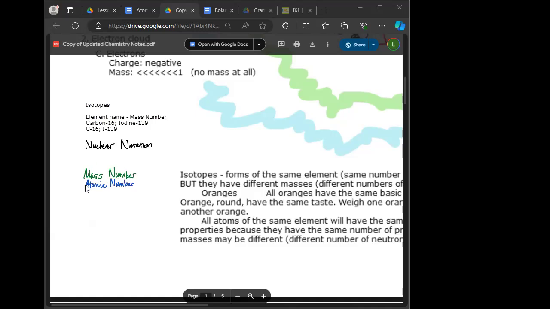Mass number. And then we write the element symbol off to the side. Sometimes in nuclear notation, the atomic number may not be written at all, because it's kind of implied that if you know the element symbol, a chemist might think that you could just go ahead and figure out the atomic number.